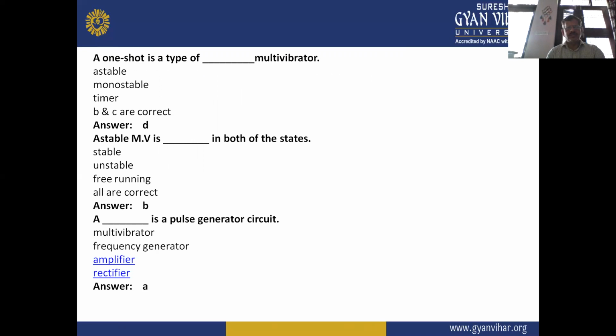So first question: a one-shot is a type of? Option A, astable multivibrator; option B, monostable multivibrator; option C, timer; option D, B and C are correct. So a one-shot is a type of multivibrator, the monostable, and a timer. So here the correct answer is option D.